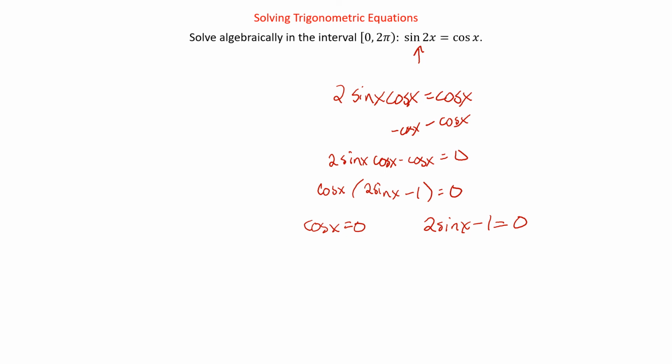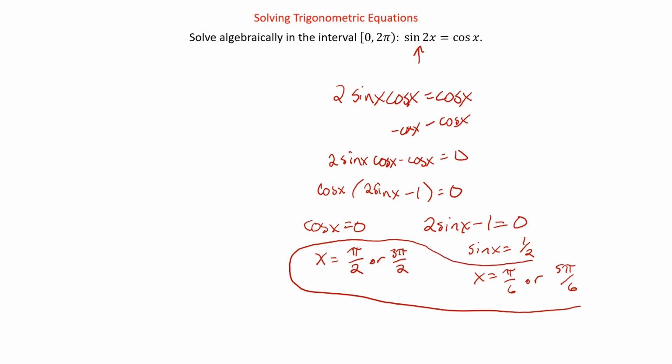If cosine x equals 0, well, what makes cosine equal 0? X would have to be pi over 2 or 3 pi over 2. 2 sine x minus 1, we'd add 1 divided by 2. So sine x would equal 1/2. When does sine x equal 1/2? And this is just going back to the unit circle. Sine x equals 1/2 when x equals pi over 6, or 5 pi over 6. And so we have actually these 4 different possibilities.